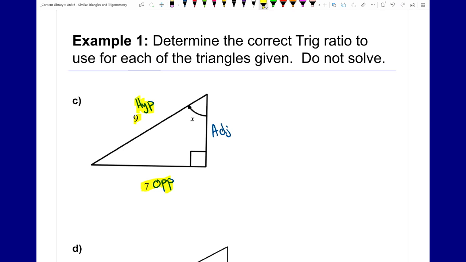If I was given all three sides, you can just choose whichever two that you want, which means you can choose whichever ratio you want. But here I'm only given the opposite and the hypotenuse, so I have to use those two, and that would mean my O and H, which would mean I'm dealing with sine, because sine is opposite over hypotenuse.